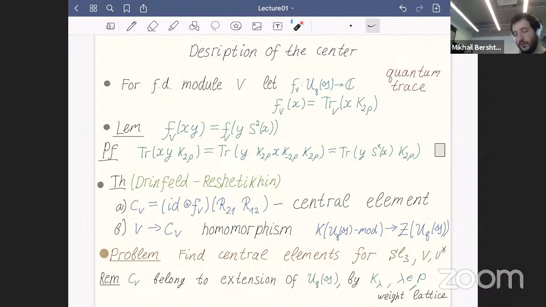This is a good problem, but I didn't put it as a problem. It is solved in my lecture notes from last year. If you want to understand this better, I highly recommend this problem: solve it, or look at my solution. Maybe you'll find a mistake in my solution, which is also good. As a problem, I suggest you compute this for V and V prime.